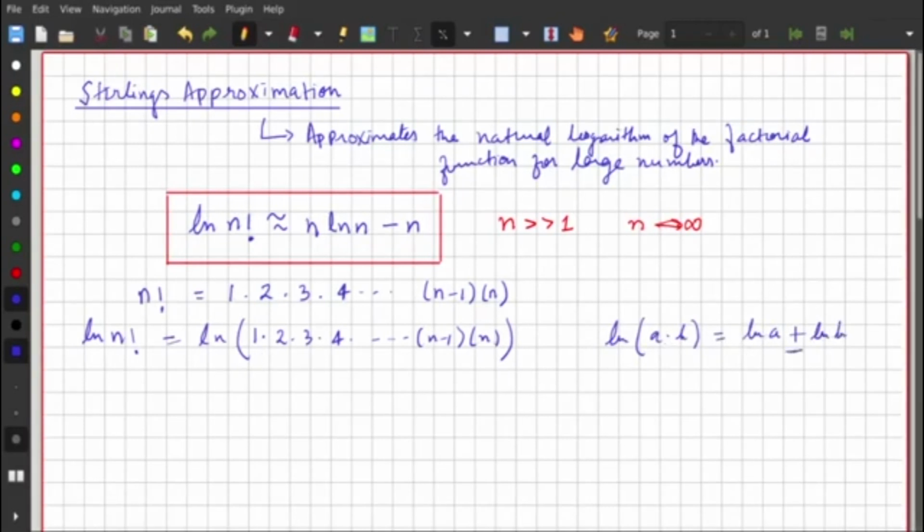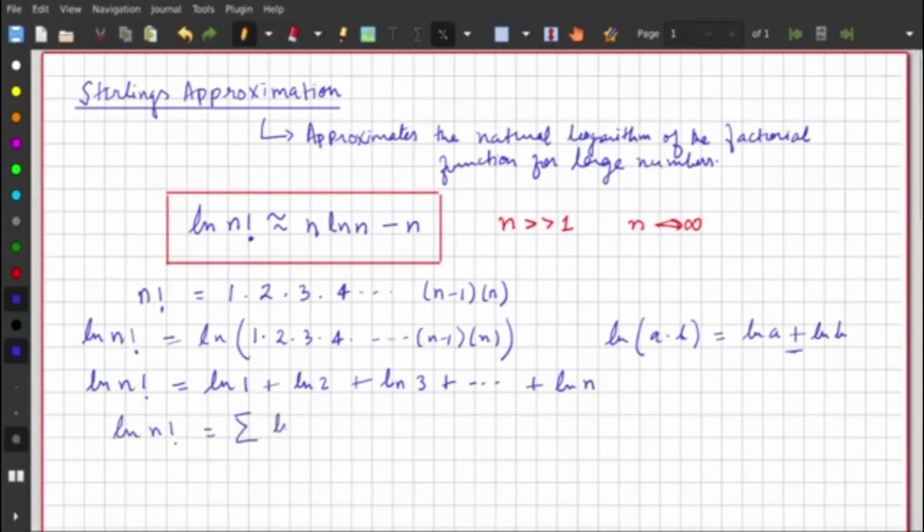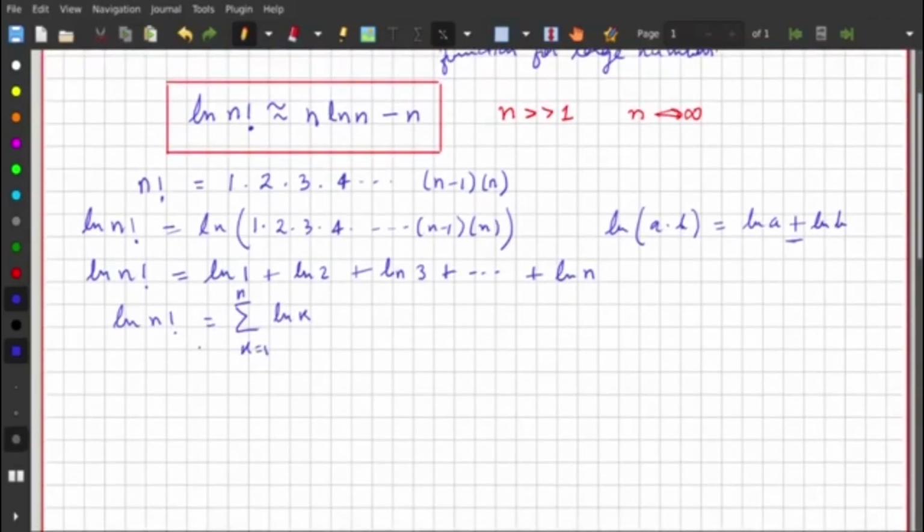So if we apply it for all the n terms, we can write this equation as log of n factorial equals log 1 plus log 2 plus log 3 plus up to log n, or we can write this in summation notation. So log of n factorial is equal to the sum over log of a running index, let's call that k, and k runs from 1 to n. Okay, so till here there is no approximation, because we just used the definition of the factorial function and took the log of both sides and wrote it in summation notation.